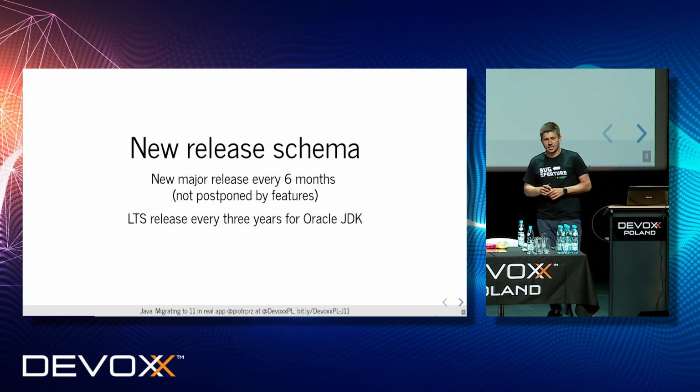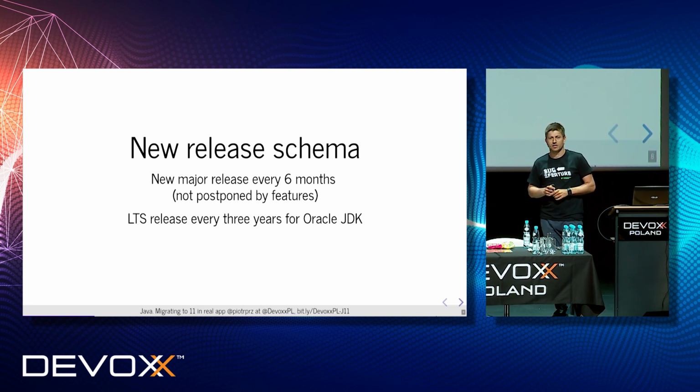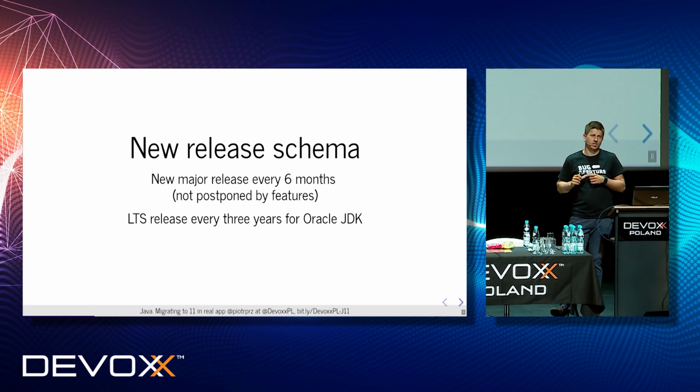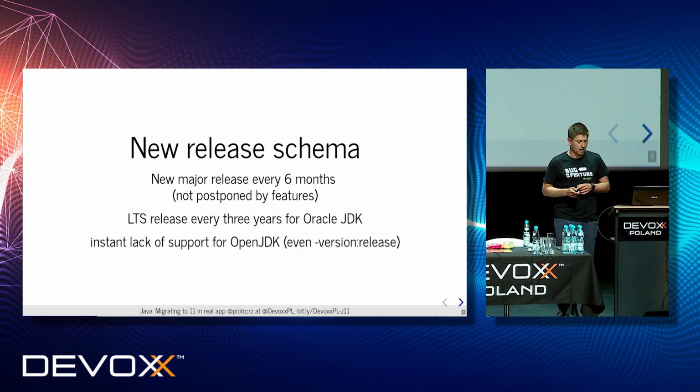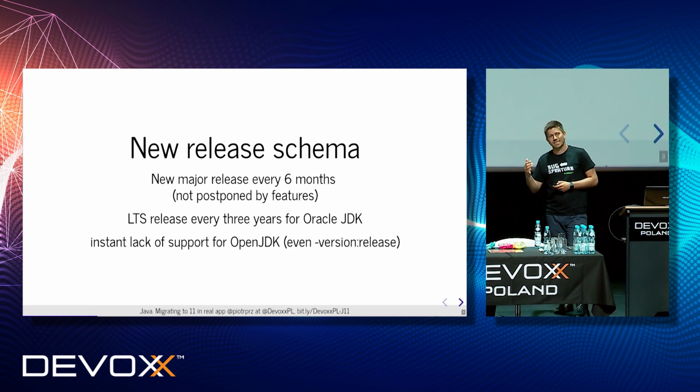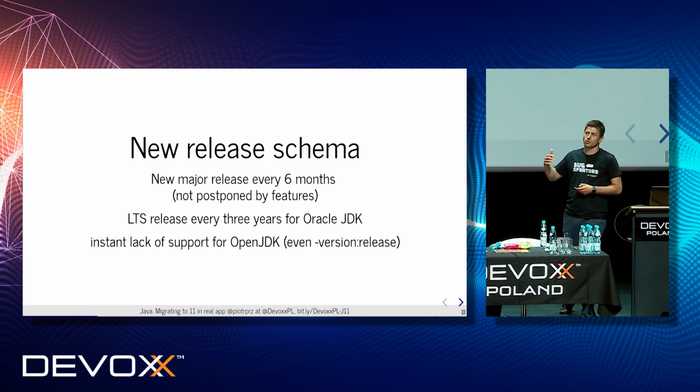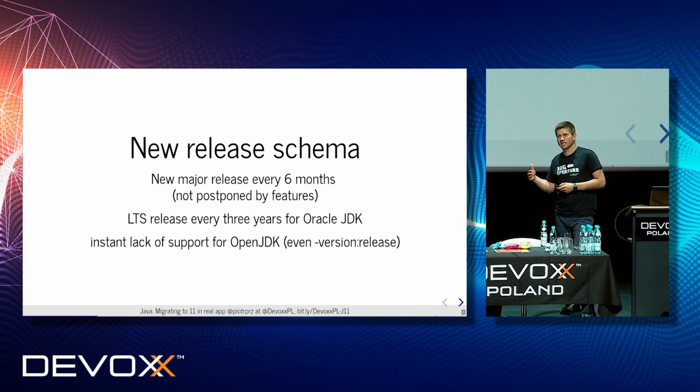Oracle releases a JDK as a long-term support version every 3 years. That's why Java 11 is long-term support for Oracle's JDK. And for OpenJDK, from Oracle's point of view, there's an instant lack of support when a new major version of Java is released. Meaning, when Java 12 was released, they instantly stopped supporting OpenJDK version 11, meaning you had to switch to 12 or use outdated, potentially insecure software.